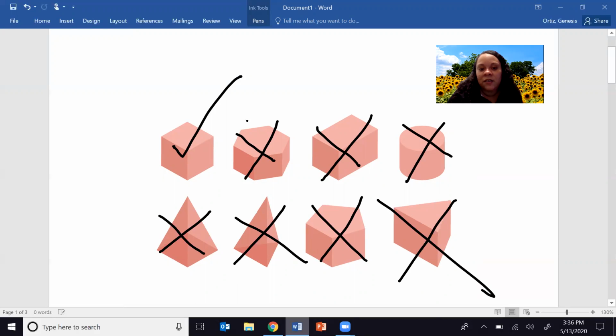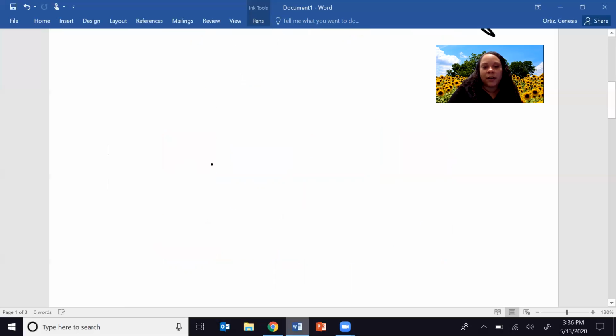So the main thing you need to remember with cubes is that it has 12 edges. Remember, these are the edges. And 8 vertices, which is where your edges connect. And 6 faces, right? And all of its faces are squares. So let's practice drawing it.